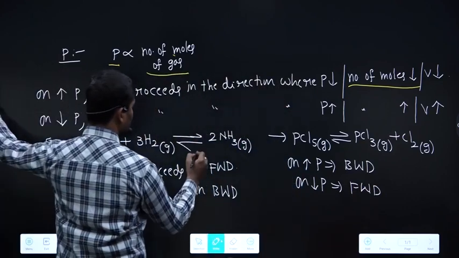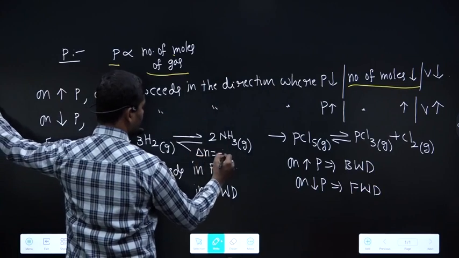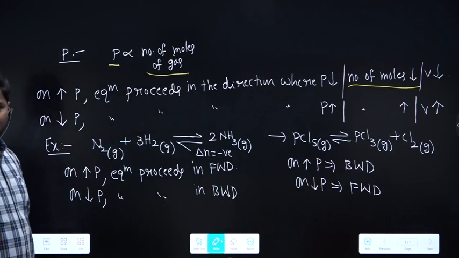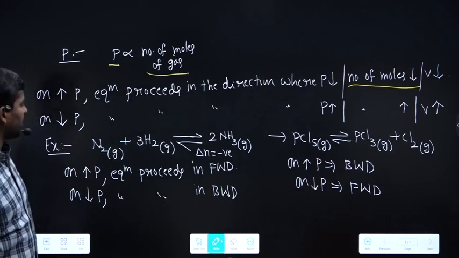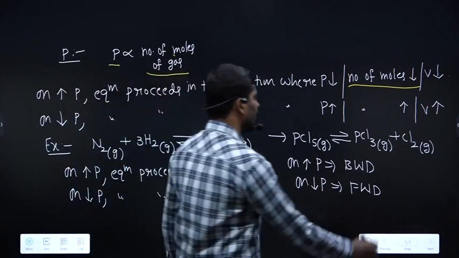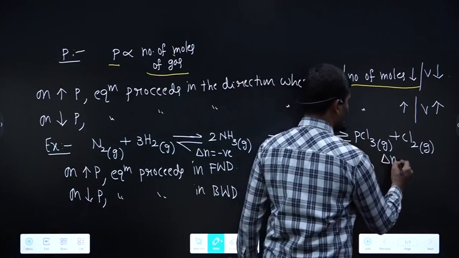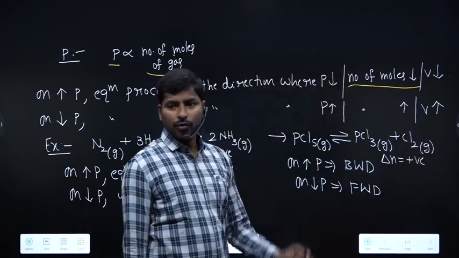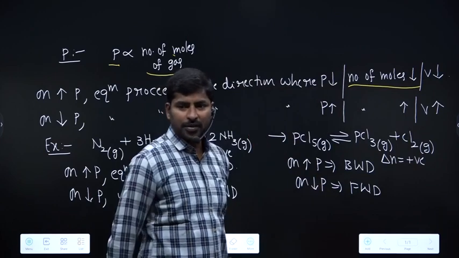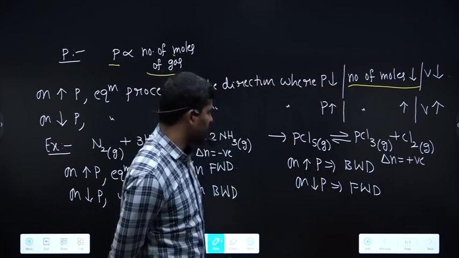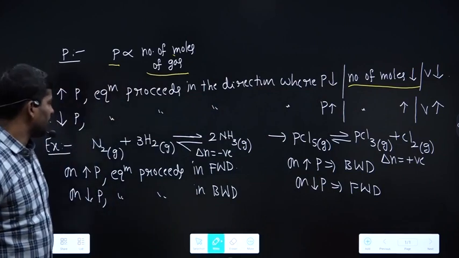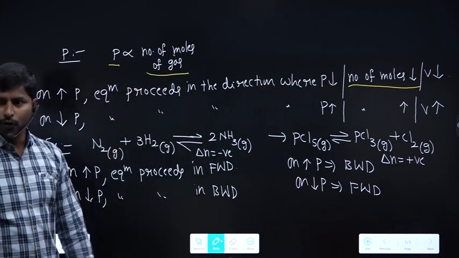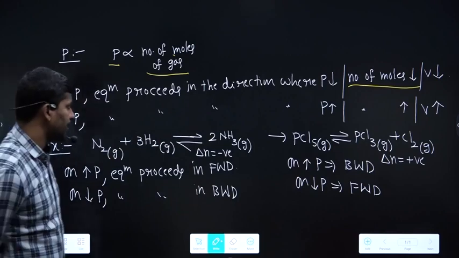Here, is delta n positive or negative? Negative. If delta n is negative, it proceeds in the forward direction, as the number of moles of gaseous substance is decreasing. Here delta n is positive: the number of moles of gaseous substance on the product side minus the number of moles on the reactant side, 2 minus 1, positive 1. Here 2 minus 4, minus 2 we are getting.